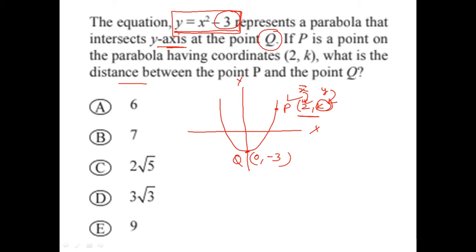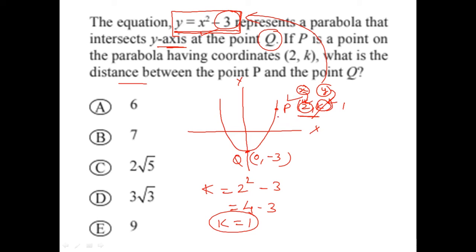So let's substitute x is equal to 2 and y is equal to k in the original equation, and let's see what we get. Let's put y is equal to k is equal to, instead of x square, x is equal to 2, so 2 square minus 3. So this is 4 minus 3, which is equal to 1. So now we have k is equal to 1. So here k is equal to 1.